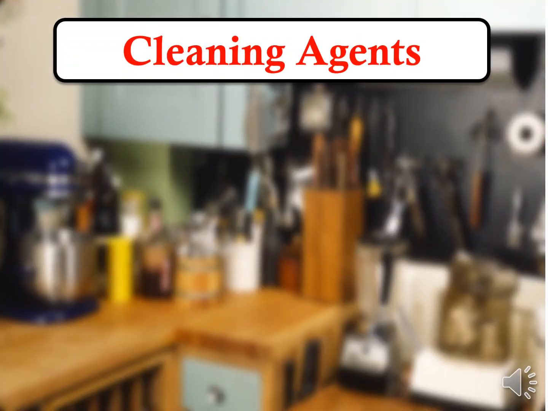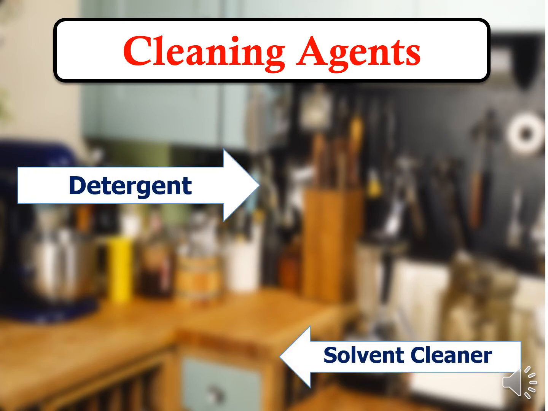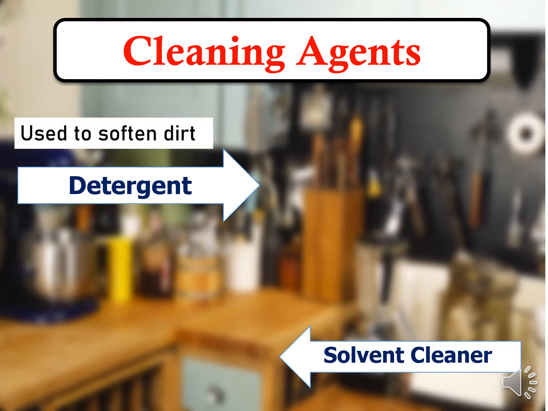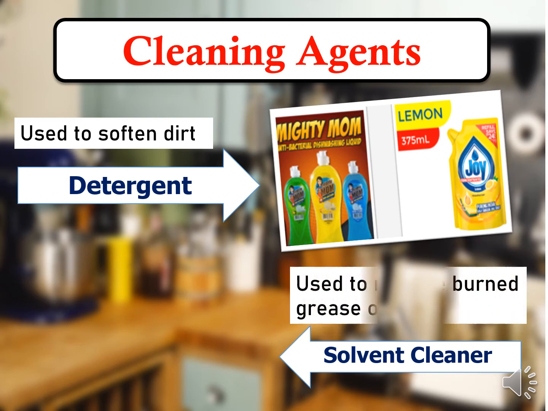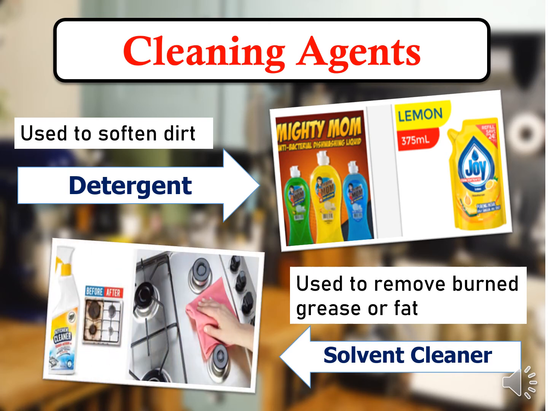In cleaning the different kitchen tools, equipment, and even kitchen premises, you must use appropriate cleaning agents, and here are some of them. First, detergent, then we also have solvent cleaner. Detergent is used to soften dirt, like dishwashing liquid, paste, and powder. Then a solvent cleaner is used to remove burnt grease or fat, commonly used in ovens, grills, and ranges.